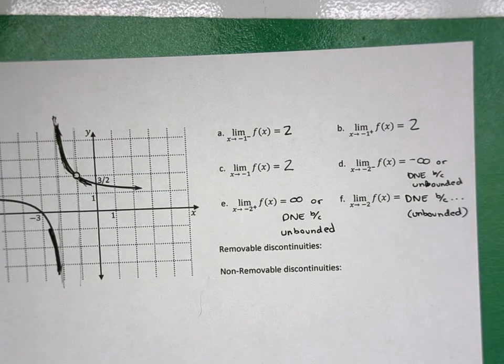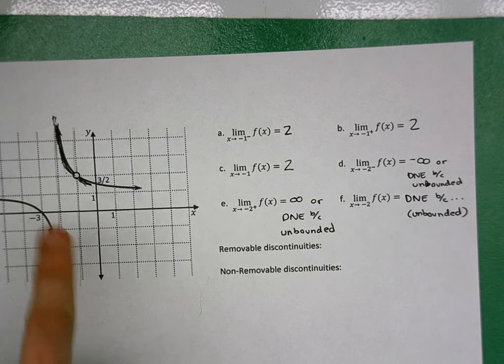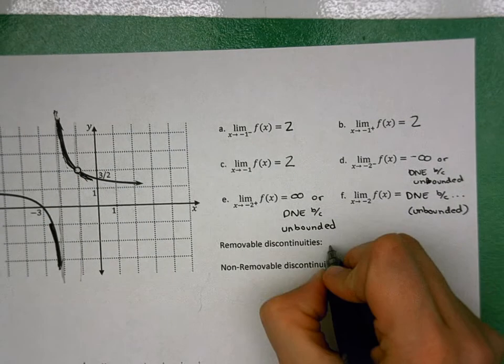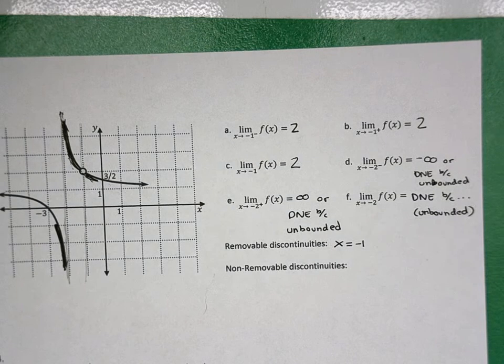Okay, removable discontinuities then. Removable discontinuities, what are those again in your notes? Okay, removable discontinuities are holes. So where on this graph do we see a hole? We see a hole right here at x equals -1. And what about non-removable discontinuities? Okay, well, those are vertical asymptotes or jumps.